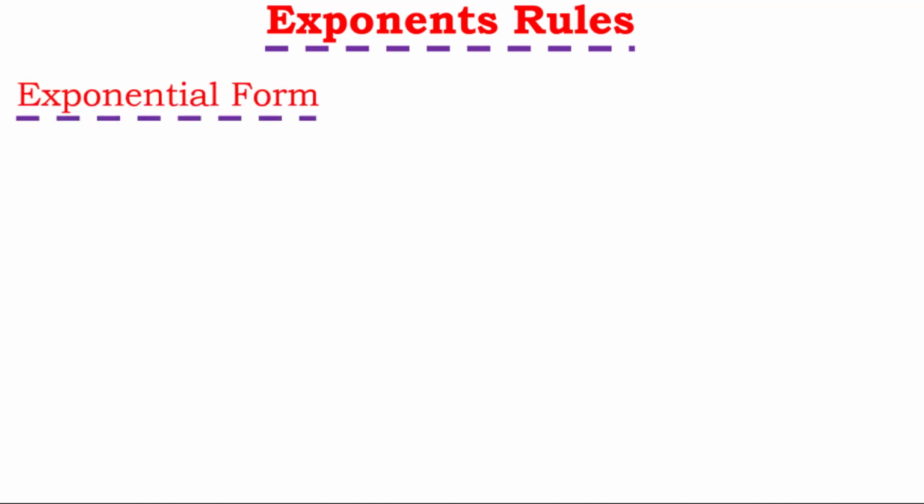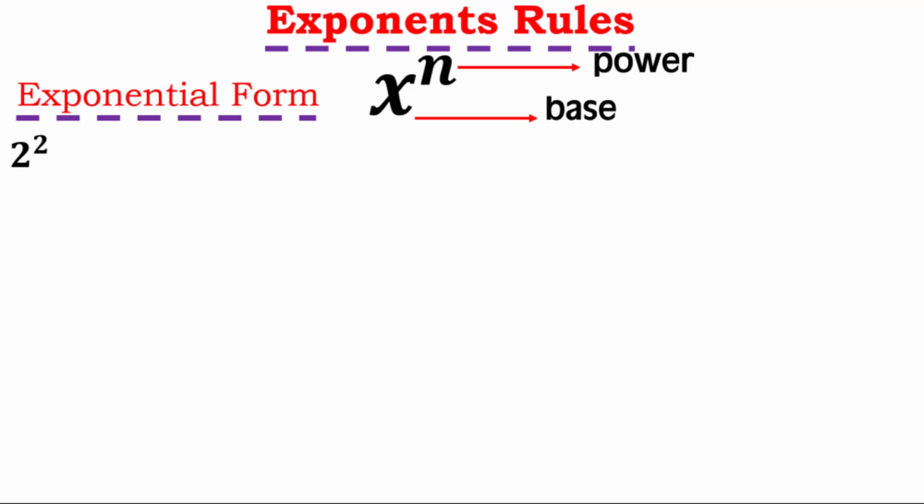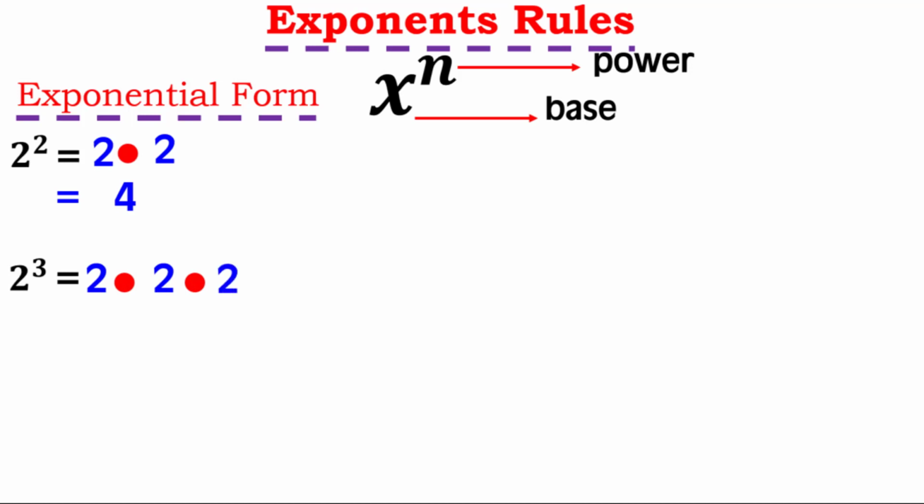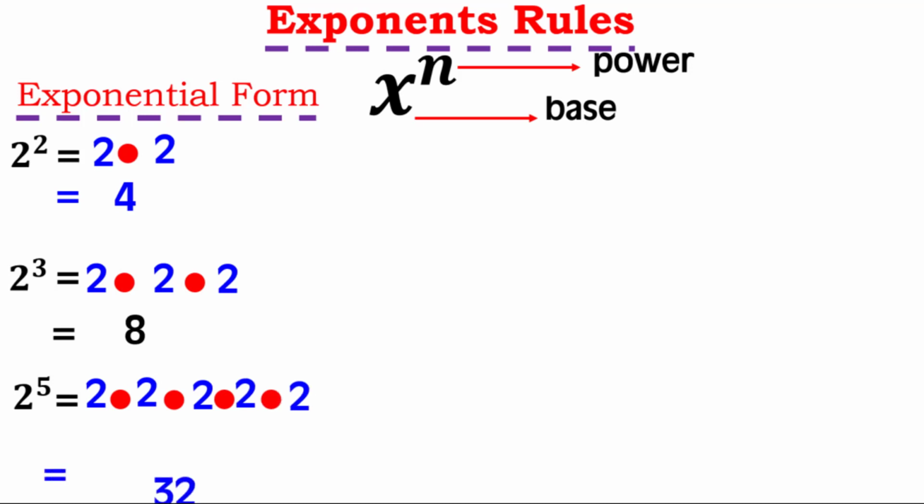The exponential form is x raised to the power n. n is called the power, and x is called the base. For example, 2 raised to the power 2, we can read it as 2 squared, equals 2 times 2 equals 4. And 2 raised to the power 3, we can read it as 2 cubed. It will be 2 times 2 times 2. We will repeat 2 three times, equals 8. If we have 2 raised to the power 5, we will repeat 2 five times, equals 32.